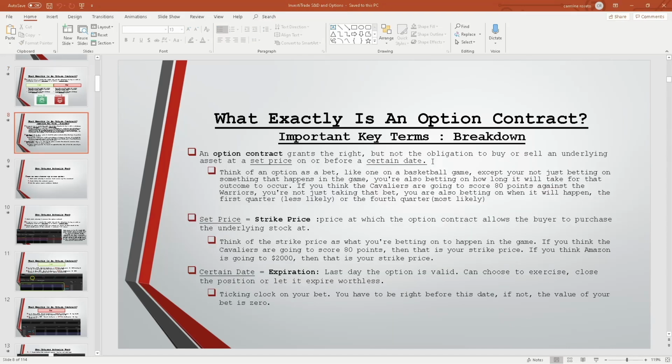Okay, so going back to that definition, an option contract grants the right but not the obligation to buy or sell an underlying asset at a set price. So let's break down set price. When we're talking about a set price, we're talking about the strike price. And a strike price is the price at which the option contract allows the buyer to purchase the underlying stock at. I want you to think of options as a bet.